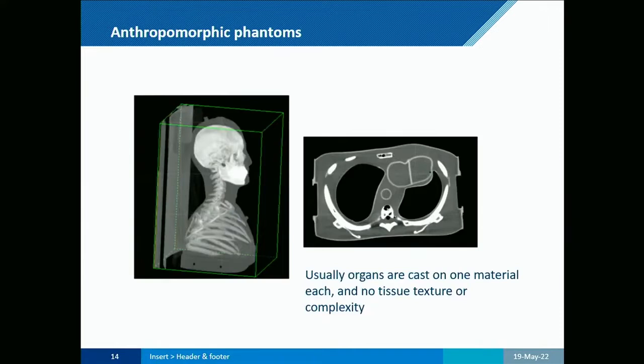A next step that we have is anthropomorphic phantoms. You can see here an example. In this one, in fact, the interior is a real skeleton from a human, and then the outside is cast in a plastic. But you can see in the CT image on the right that even though you have organs and so on, it's not realistic. You don't really have texture. It's just based on uniform materials. So the human body inside is far more complex.